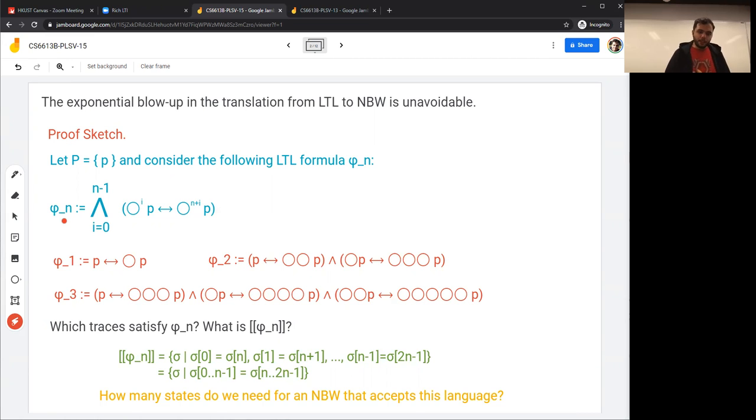Okay. So now what I want to claim is this. Even though the length of this formula is polynomial in n, the smallest non-deterministic Büchi automaton that accepts this formula should have at least 2 to the power of n different states.